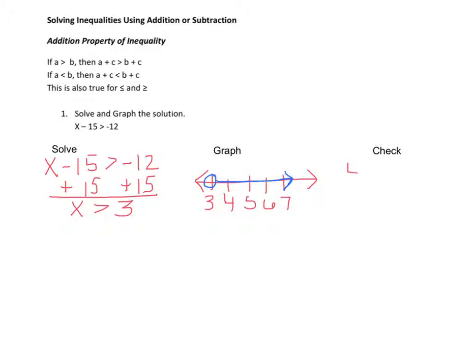So instead of choosing 3, I want to choose a number that was bigger than 3. So 4 minus 15 greater than negative 12. So 4 minus 15 is negative 11. And now I have to look at this statement. Is negative 11 greater than negative 12? And since it is, I'll say yes. It checks.